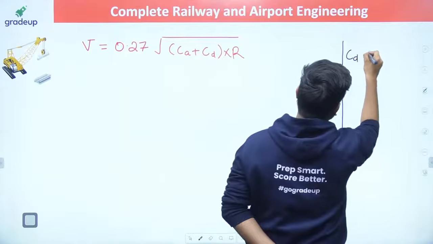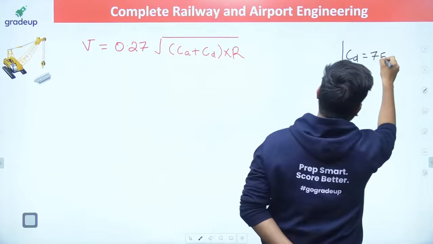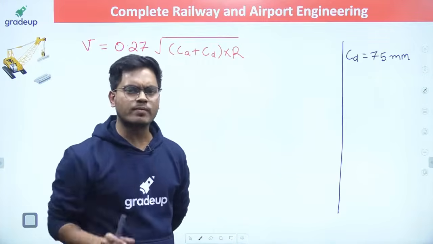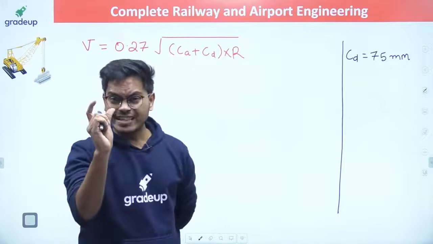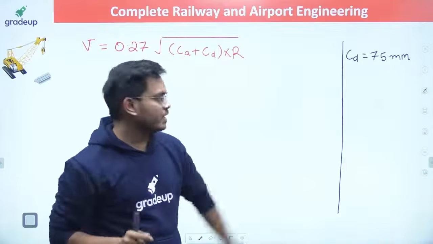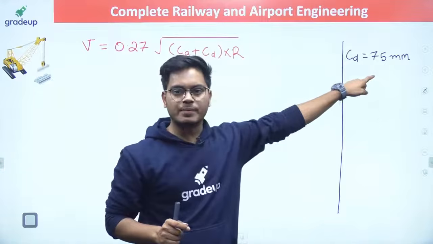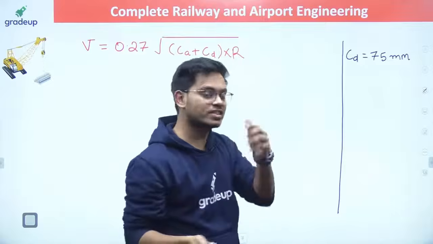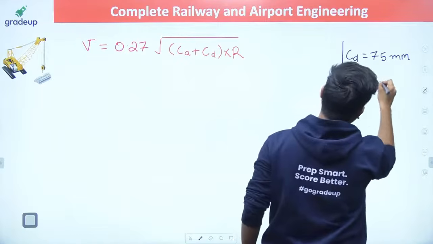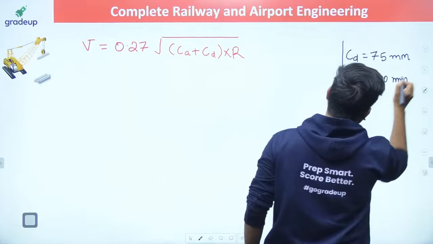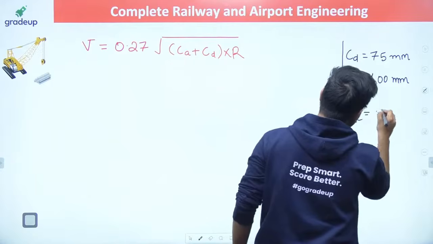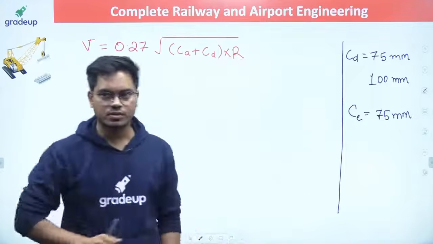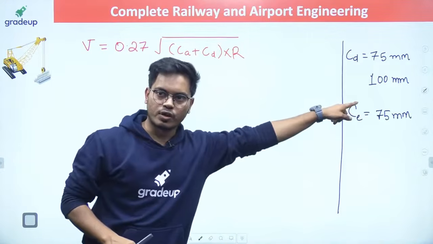The cant deficiency limit is 75 mm in your normal condition, that is, when the maximum sanctioned speed is less than 100 kmph. Use 75 mm as the limit. But if the sanctioned speed is more than 100 kmph, then the cant deficiency limit is 100 mm. Cant excess is always 75 mm for your broad gauge. These values are for broad gauge. Okay, this is what you were asking.